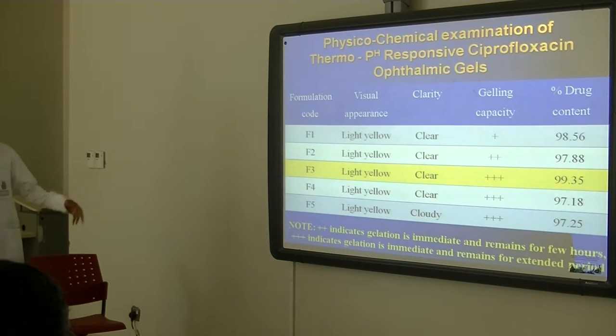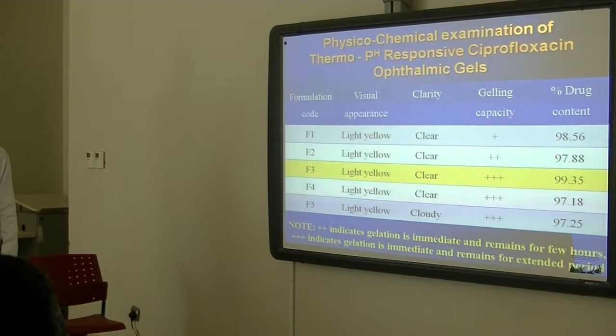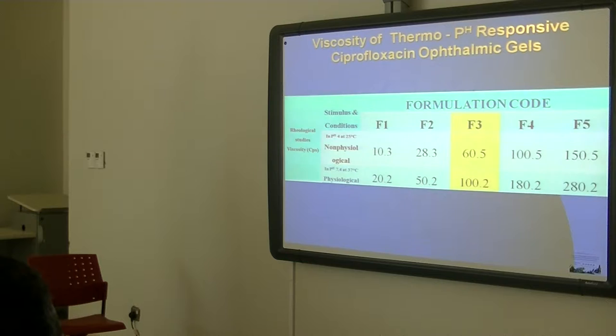This is the evaluation properties. We have selected the third one because of its drug content and the property which shows its gelling capacity, and here we have designed or fabricated a rheology test in the lab because we don't have that one. Now we can see here the result of that one.